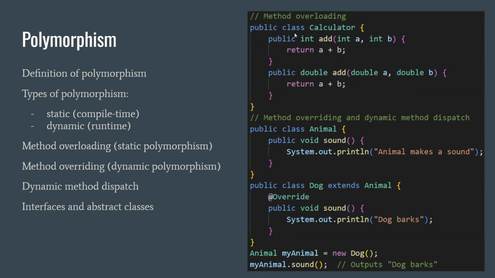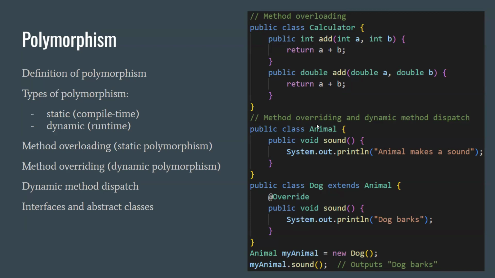So we have this calculator class, which demonstrates method overloading with two add methods, and they only differ in their parameter types. We see that the first add accepts two integers a and b and returns an integer as a return value. The second add accepts two doubles a and b and then returns a double.